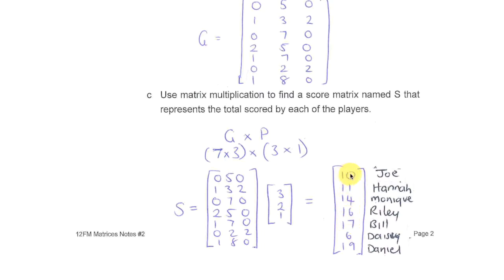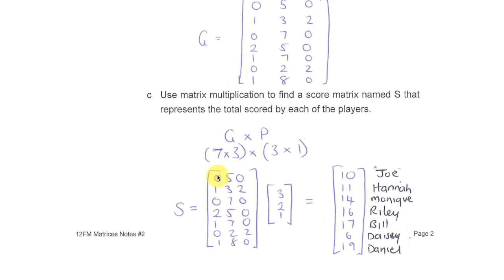So how do we get a value of 10 for Joe? Well, the position of this is 1, 1. So that's found by taking the first row by the first column. So 0 times 3 plus 5 times 2 plus 0 times 1. And if you add that together, you'll get your 10.